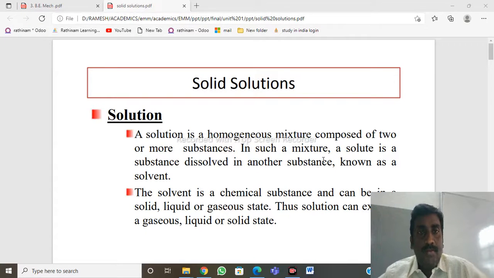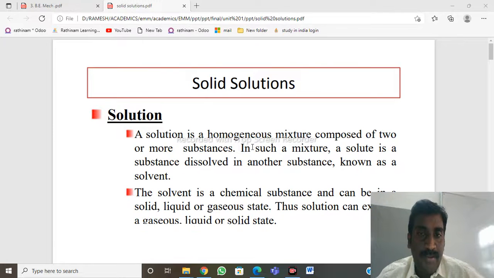So in this topic, we are going to see about solid solutions. So what is meant by solution? A solution is a homogeneous mixture composed of two or more substances. That means two or more substances are mixed together to form a solution. It is nothing but a mixture of a solute, a substance dissolved in another substance called a solvent.